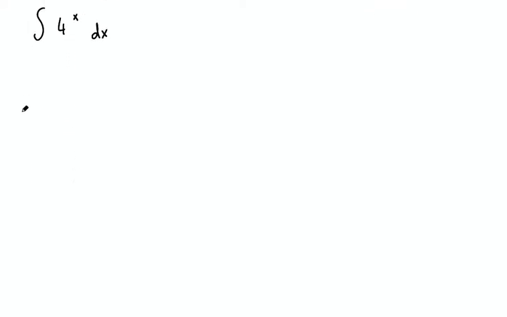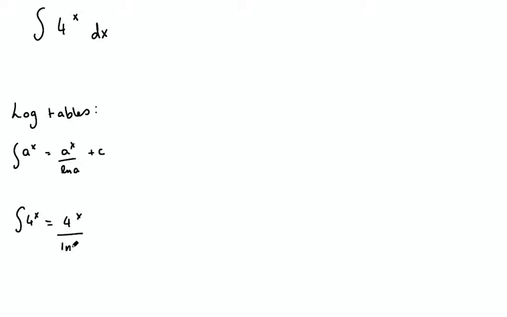So the first way is using the log tables. If we follow the log tables, the rule, again, like I wrote above, if we integrate a to the x, it goes to a to the x all over ln of a plus c. So integrating that, the integral of 4 to the x becomes 4 to the x all over ln 4 plus c.